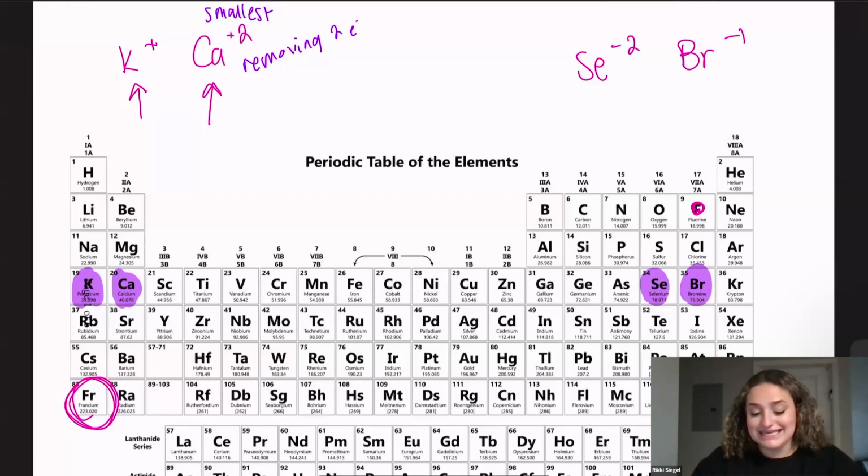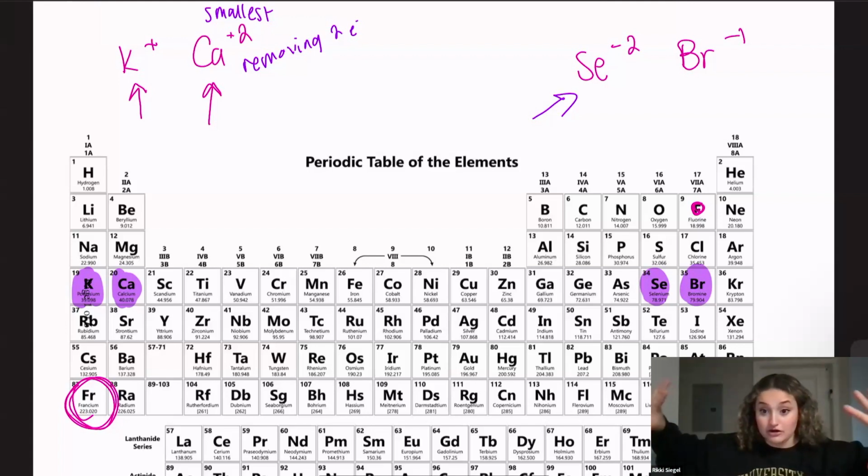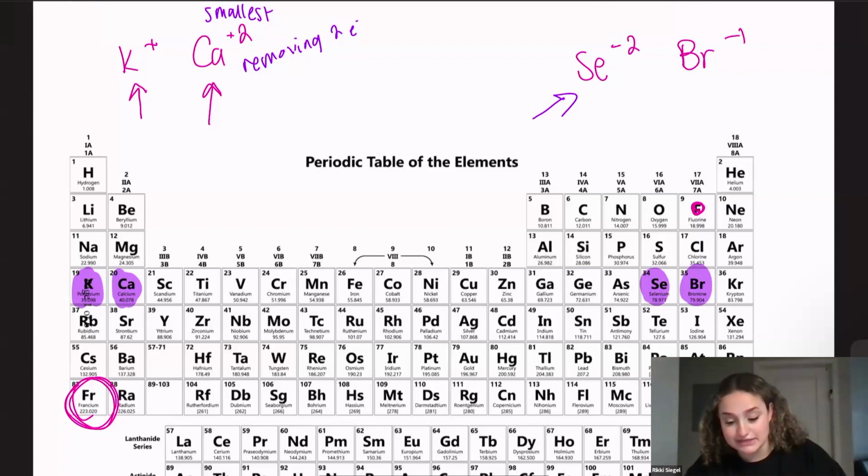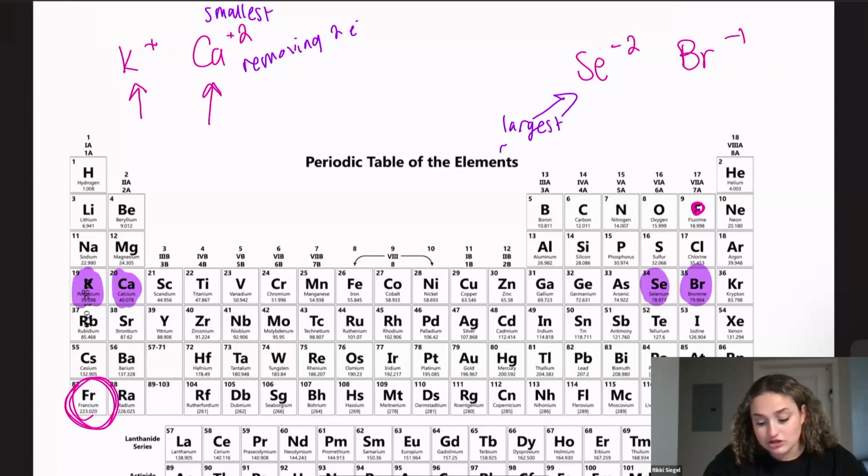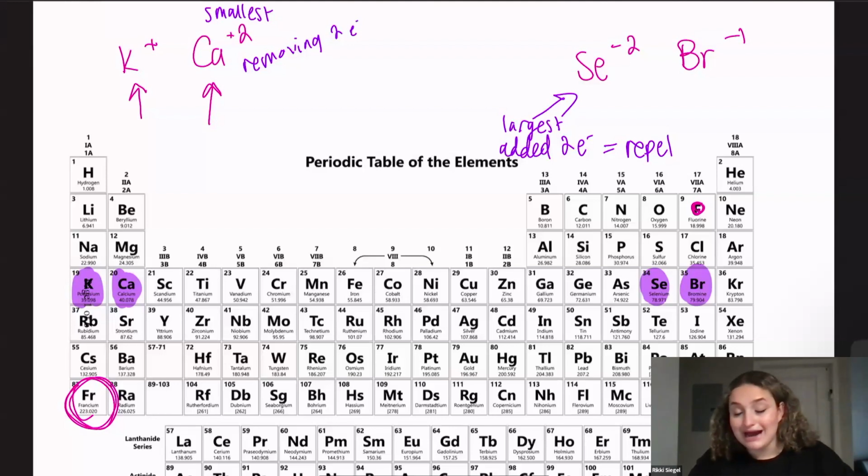Now, when we look at these guys, if you are adding one electron, we know that electrons repel. So if I add another electron in there, they're all like repelling each other. All right. They're already a little bit bigger. Now, if I add another electron in there, they spread out even more. They're flying away from each other like a balloon. They are like, get out of my space. So this guy would be the largest. Why is he the largest? Because we added two electrons and they repel each other. So they're going to spread out. Does that make sense? Okay.